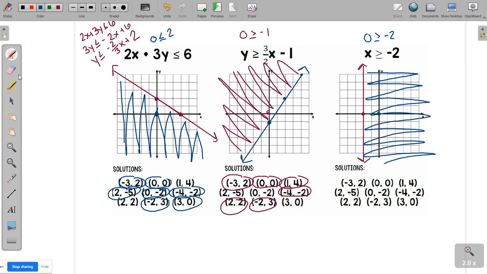Now let's try our test points. (-3, 2) is not a solution. (0, 0) is. (1, 4) is. (2, -5) is. (0, -2) is. (-4, -2) is not. (2, 2) is. (-2, 3) is on the line and it's an equal to, so it is. And (3, 0) is a solution.